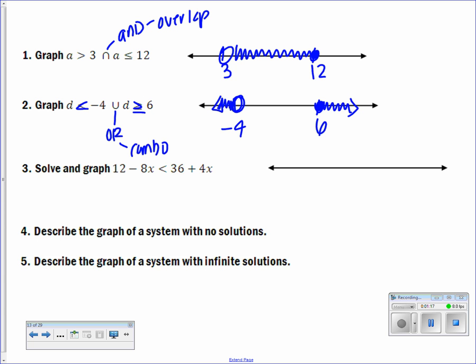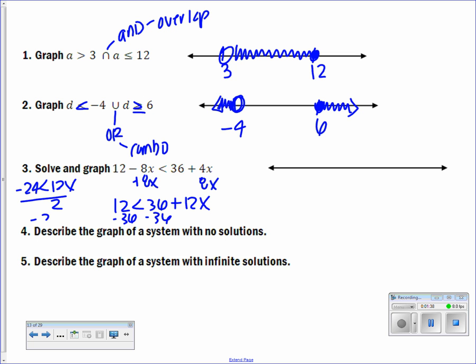Okay, let's try 3. Solving. So let's maybe first get our x's together. So maybe we'll add 8x to each side. So we'll have 12 less than 36 plus 12x, and then subtract 36. So I'd have -24 less than 12x, divided by 12, -2 less than x.